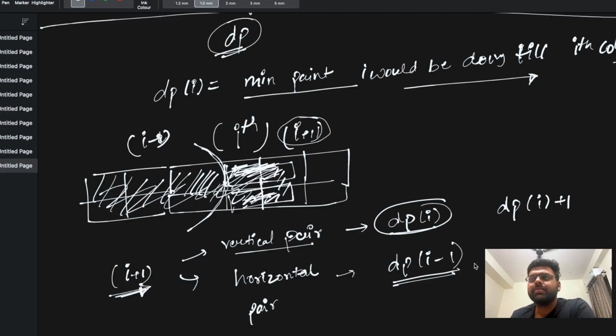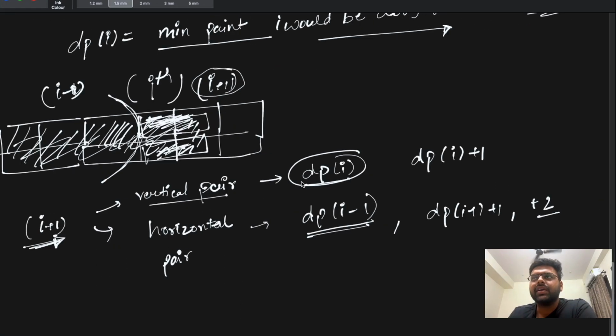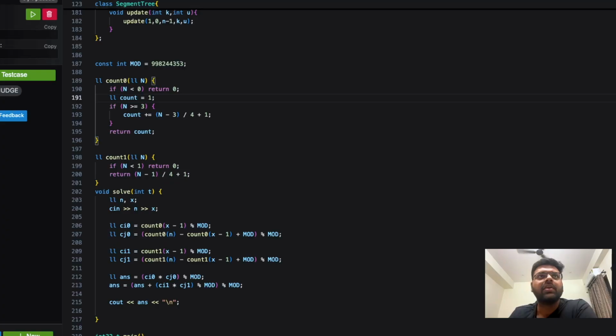It would simply have been DP of I, else it would be either DP of I minus 1 plus 1 or plus 2 according to the pairs, like what I am coloring. So this is a classical DP problem. Let's see the code as well.